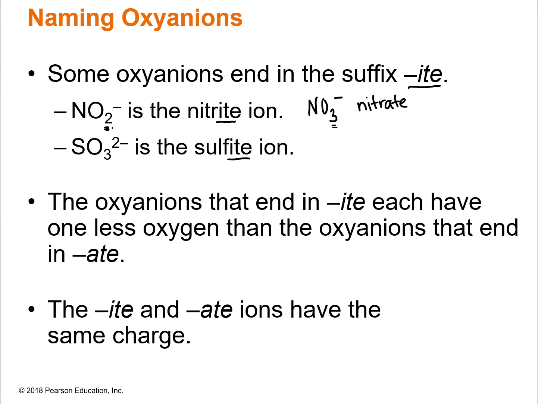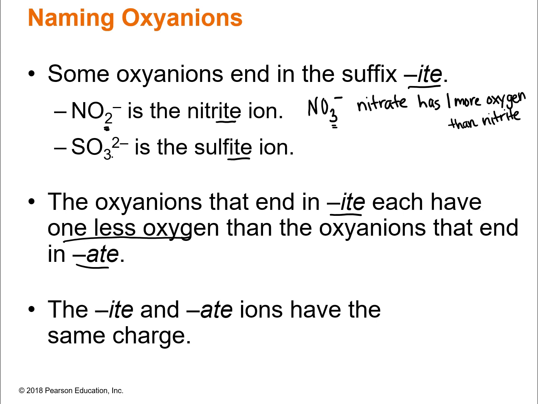NO2 minus is nitrite. The difference is that the nitrate has 1 more oxygen than nitrite. And that's the difference between these 2 suffixes. ATE has 1 more oxygen than the ITE. The other way you can say that is ITE has 1 less oxygen than the ATE. Whichever one makes the most sense to you and sticks in your brain, that's the one you should go with.